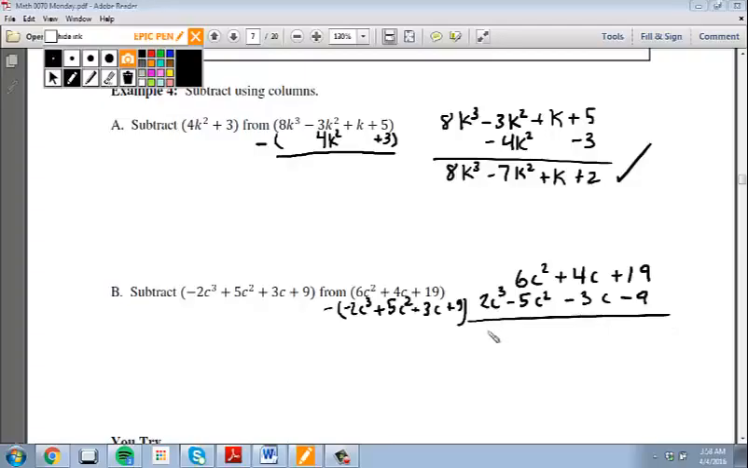So now, if we remember to distribute the negative sign, we have 2c to the third plus c squared plus c plus 10.